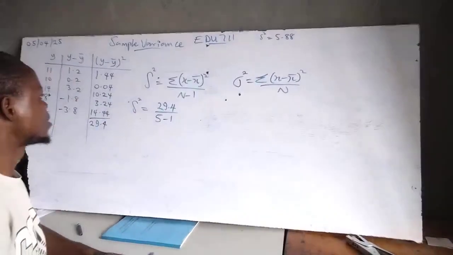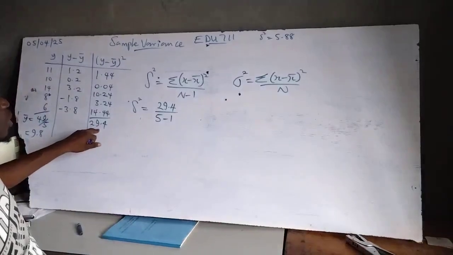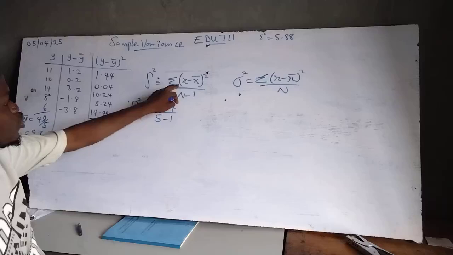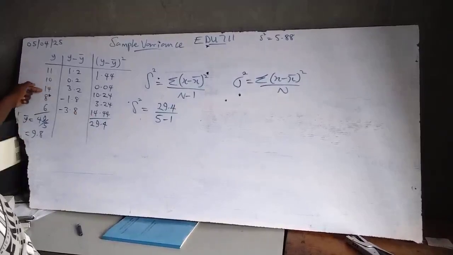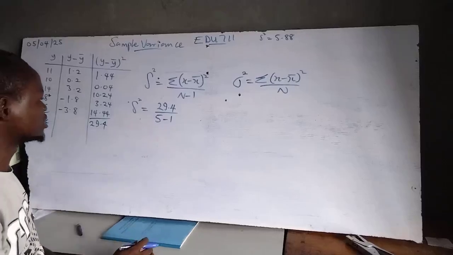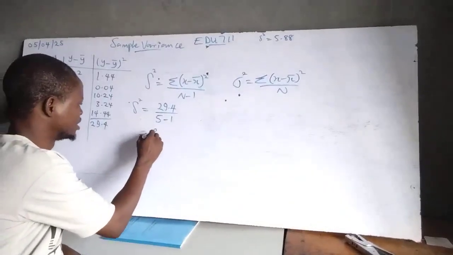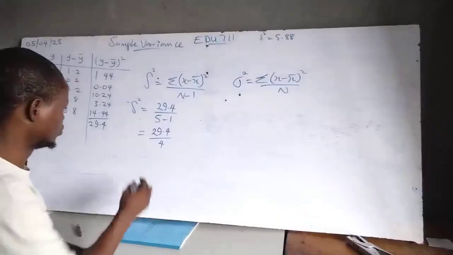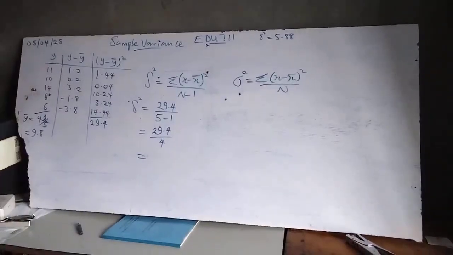Like we have here, the moment we get this value as the summation, what we need to do is to put it here and do the rest. So we have 29.4 being the value for the summation of x minus x bar all squared. Then our n is 1, 2, 3, 4, 5. That is 5, then minus 1. So that is how we arrive at the correct calculation. Then our s squared will be 29.4 all over 5 minus 1. That is 4. So the final answer will be 29.4 divided by 4.